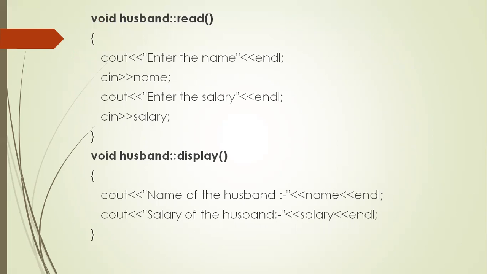Void, return type is void. Class to which read function belongs? Husband, scope resolution, read. What is the purpose of the read function? To input the name of the husband and the salary. cout: enter the name, cin name. Enter the salary, cin salary.